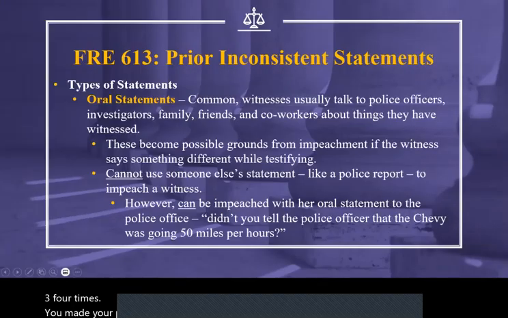So we're talking about prior inconsistent statements. There are different types. So there are oral statements, right? This is probably the most common. This is when the police officer is talking to a witness or an investigator or family or friends or coworkers about something they've witnessed, right? So they're just trying to get information. Now, this becomes possible grounds for impeachment if the witness says something different while testifying, right?